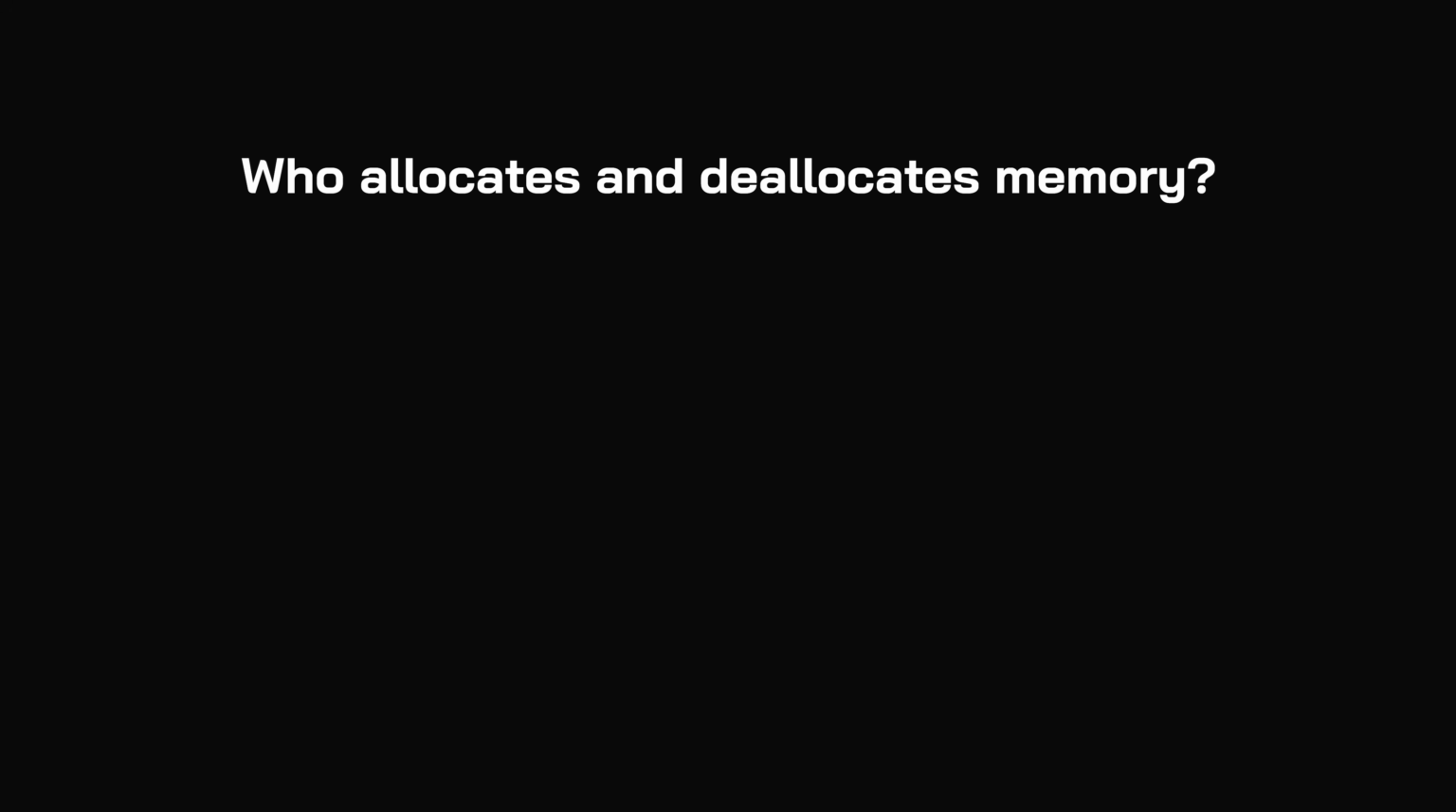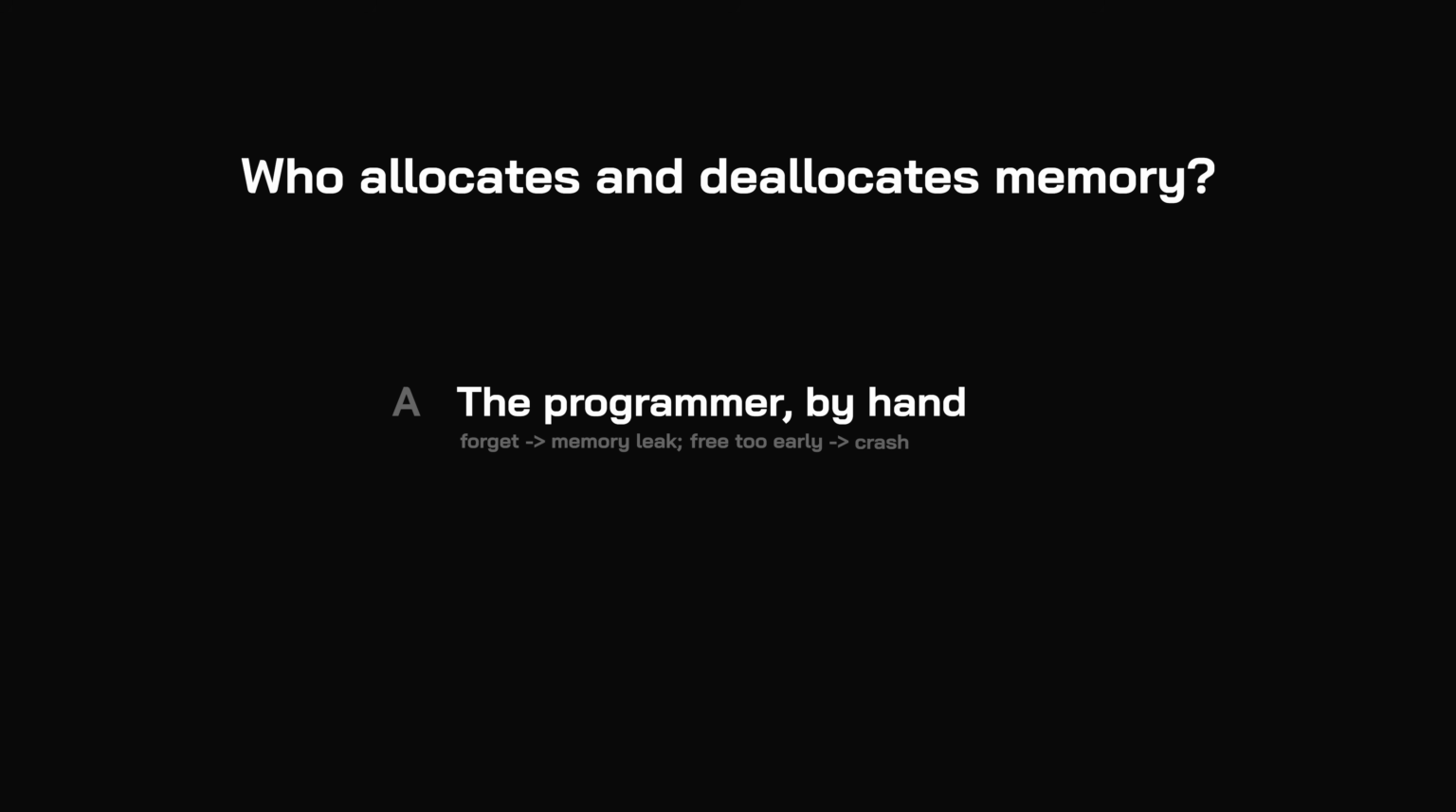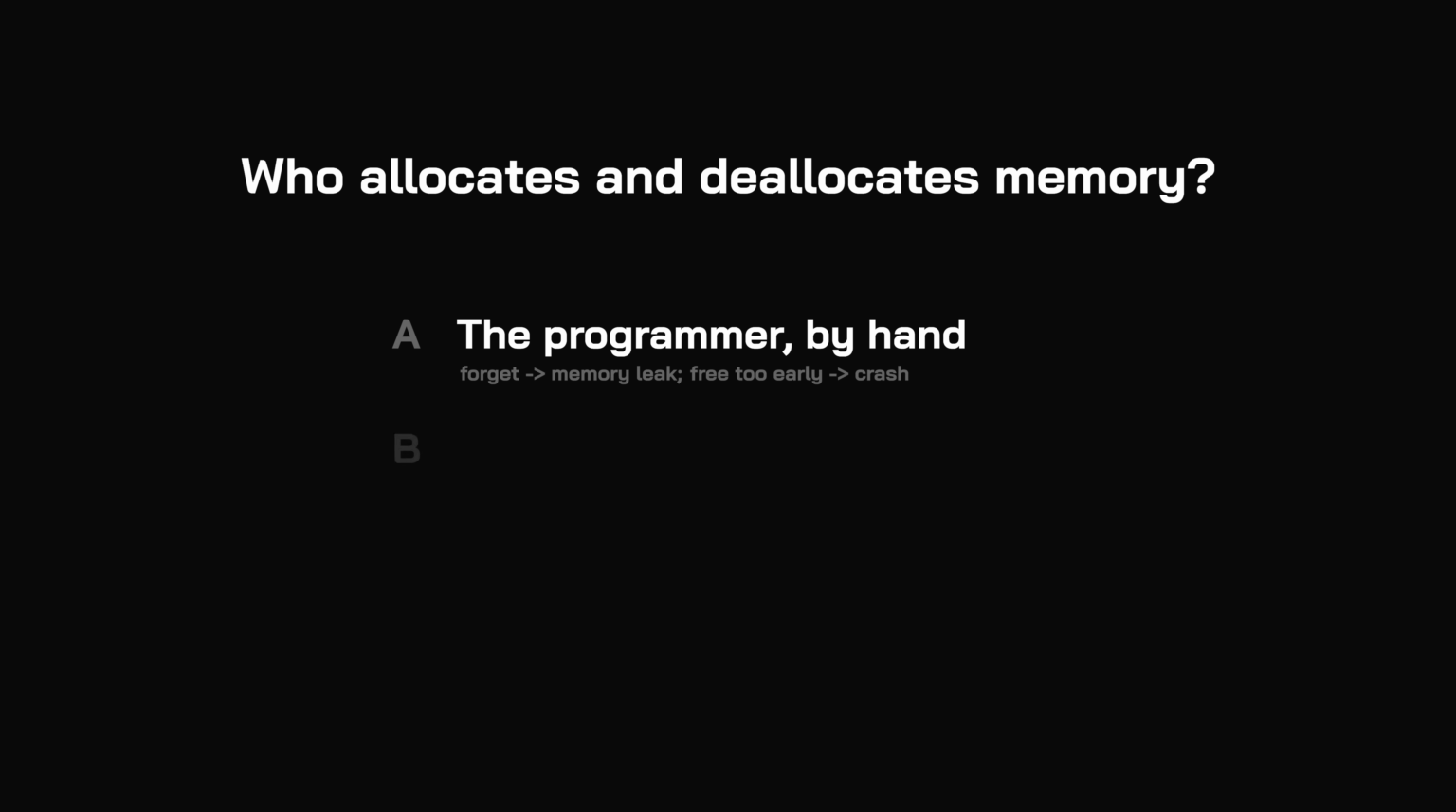Problem 1. Who allocates and deallocates memory? The first obvious option is to make the programmer do it by hand. That's what C does. Programmers have to manually call malloc and free to allocate and release memory. If you forget to free memory, you'll end up with a memory leak. If you free the same data twice, or free the data too early, the program can crash, or even worse, become a security hole.